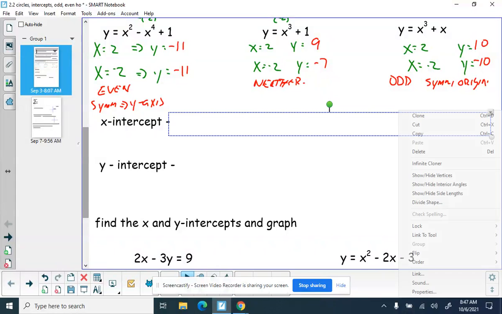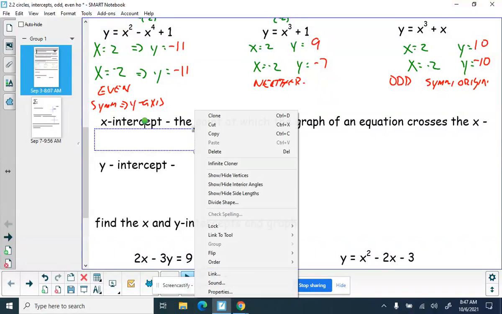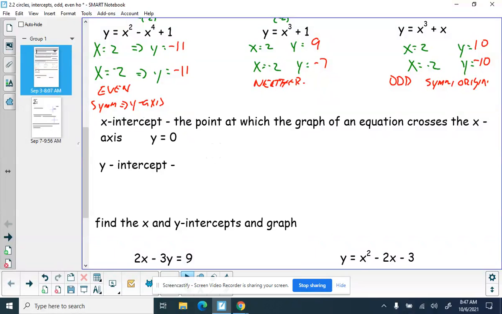X-intercepts. We talk about x-intercepts. It's a point at which a graph crosses the x-axis. The point at which the graph crosses the x-axis. This is called an x-intercept. At that point, that's where y is equal to 0. Your x-intercept is the point at which a graph will cross the x-axis. The value we know is true at that point is y value is equal to 0.